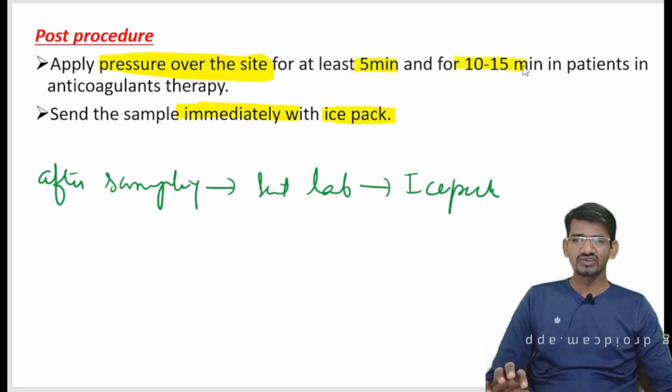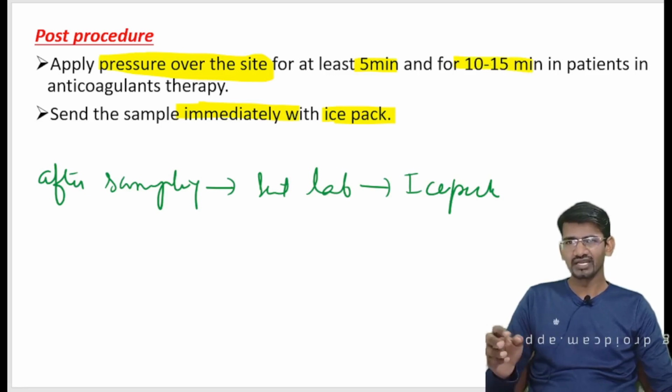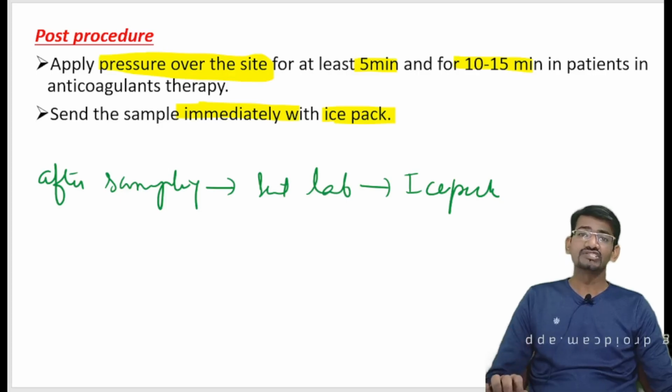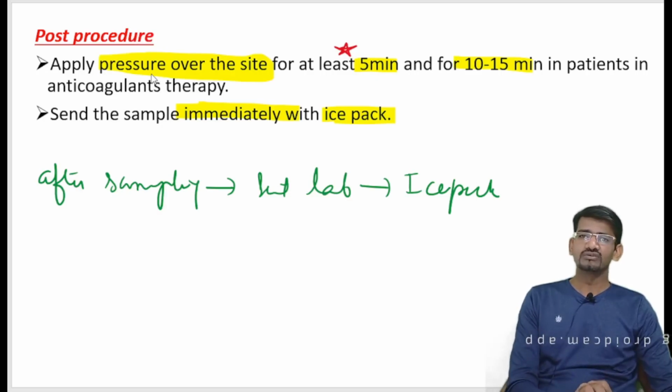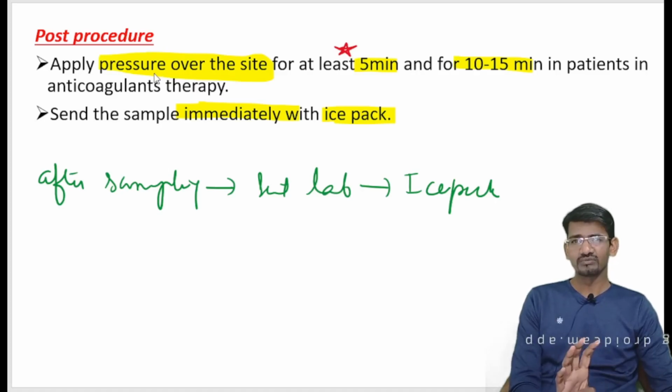And if the patient is on anticoagulant therapy like heparin or aspirin, then in such patients, a minimum of 10 to 15 minutes pressure should be applied over the site. So this is important. You must remember these things. 5 minutes pressure in a normal patient, 10 to 15 minutes pressure in a patient who is on anticoagulant therapy. Okay, so these are some important points you must remember about the ABG, arterial blood gas, the common sites.